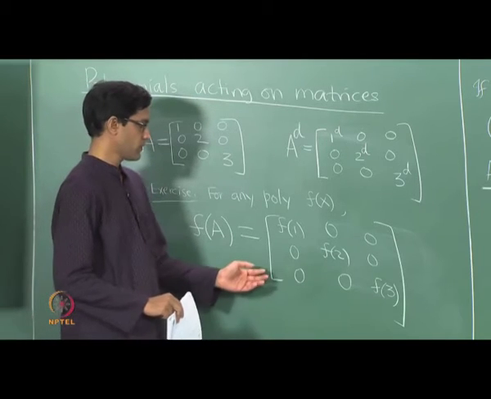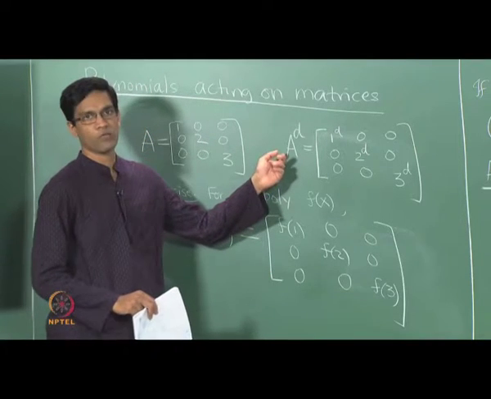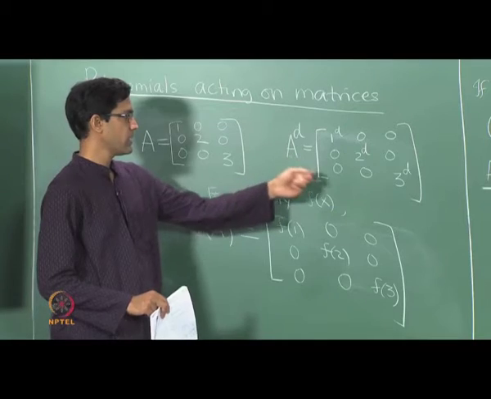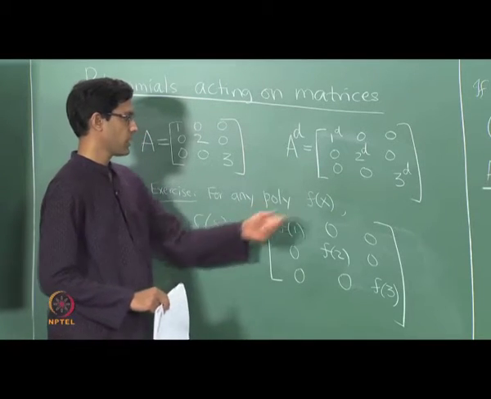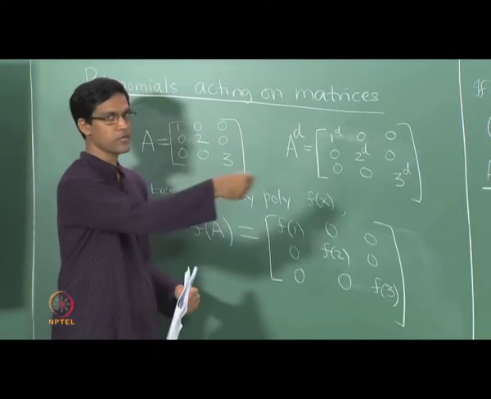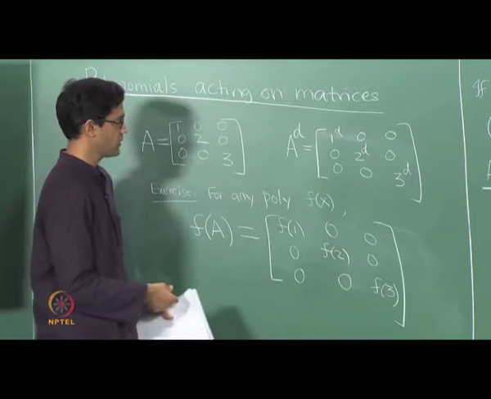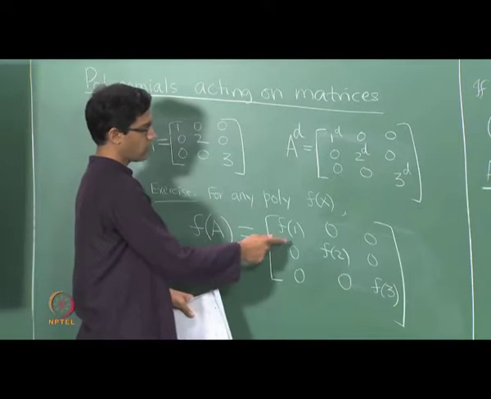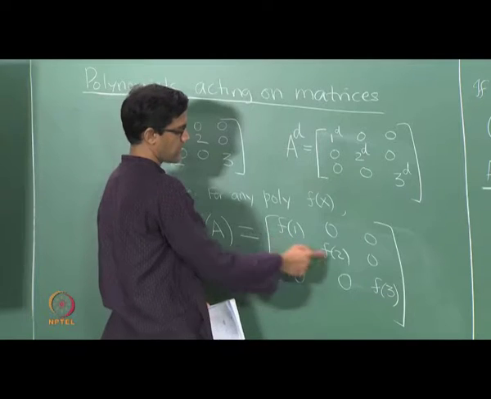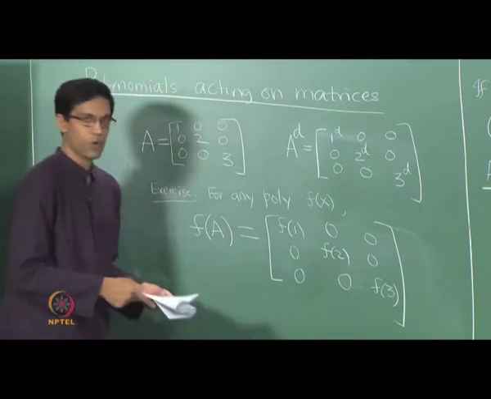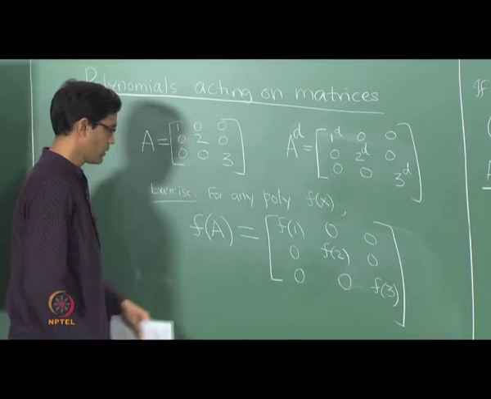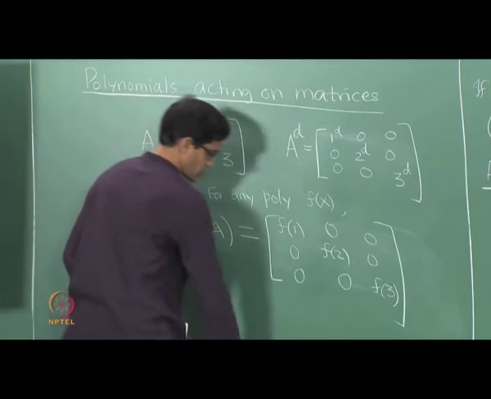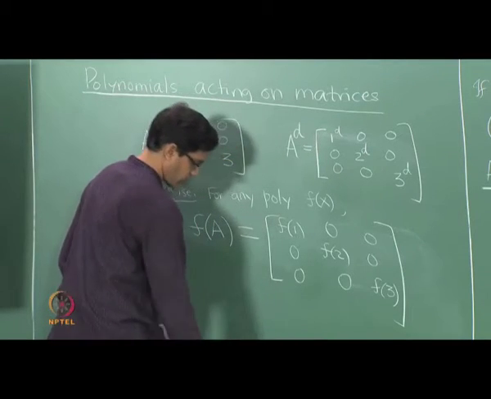Okay, and the main step of the proof of course is in using what we just said above, that A power d has this form. So a typical polynomial is just a sum of powers of A with some coefficients in front. So if you put them all together, all it will produce is a matrix with diagonal entries f1, f2 and f3. Okay. So this raises or suggests a very interesting question.